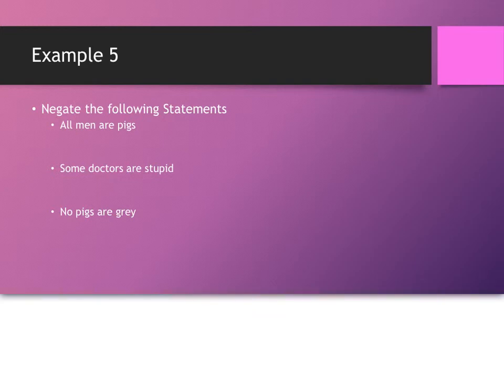All right. Now, to negate all men are pigs, if I was trying to prove this false, I just need to find one, or at least one. So I'll say some men are not pigs. Notice again, we're changing all to some.